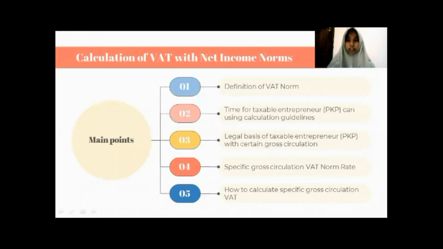Okay, now I will continue this presentation. This talks about calculation of VAT with net income norms. Here are the main points of the subtopic. First is the definition of value added tax norm. The second point is that a taxable entrepreneur or PKP can use the calculation guideline. The third is the legal basis of taxable entrepreneurs with certain gross circulation. The fourth is the specific gross circulation VAT norm rate. And the last is how to calculate specific gross circulation VAT.